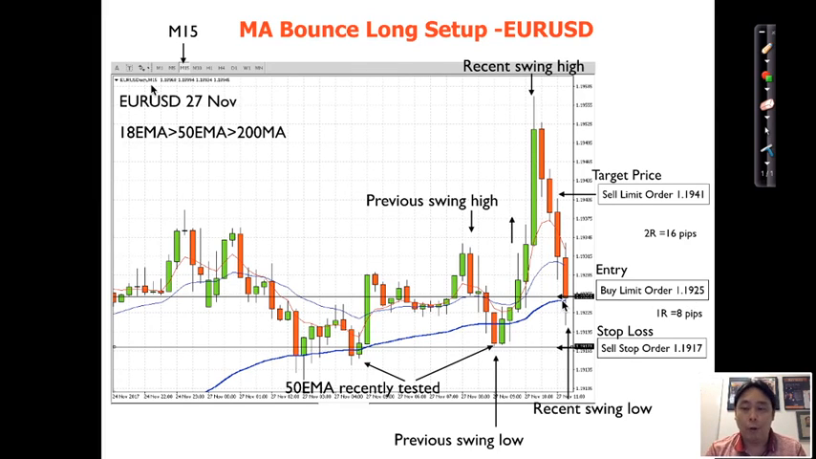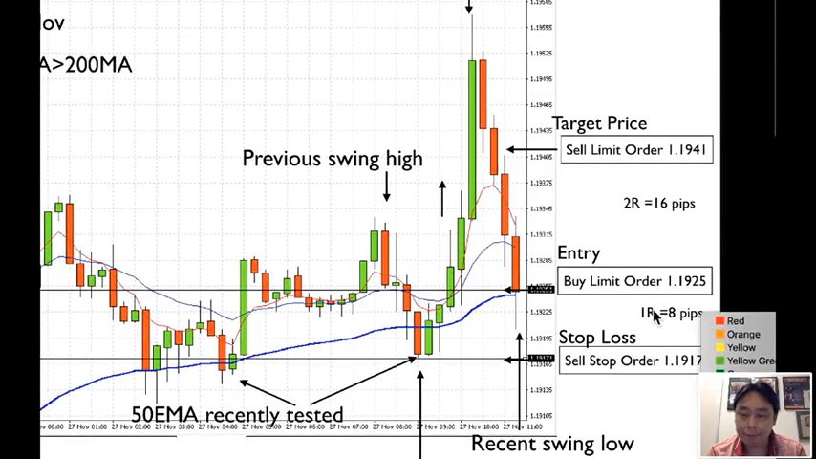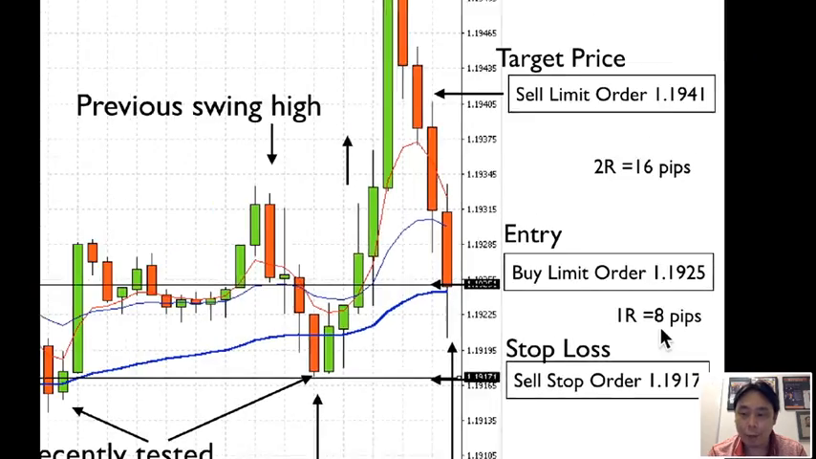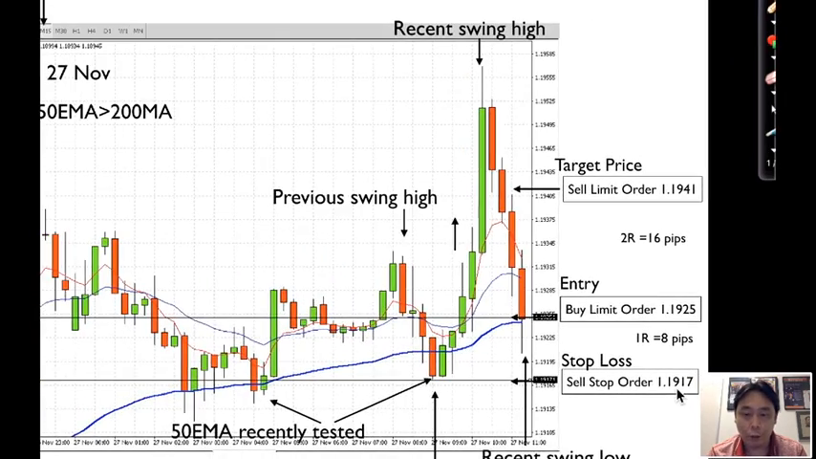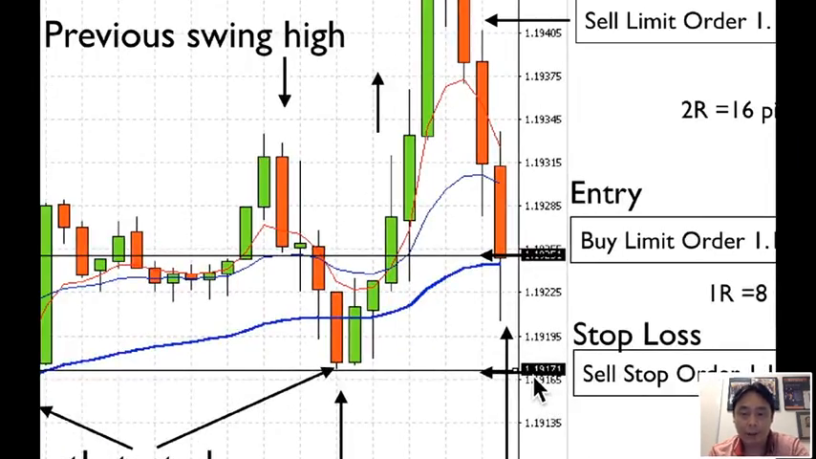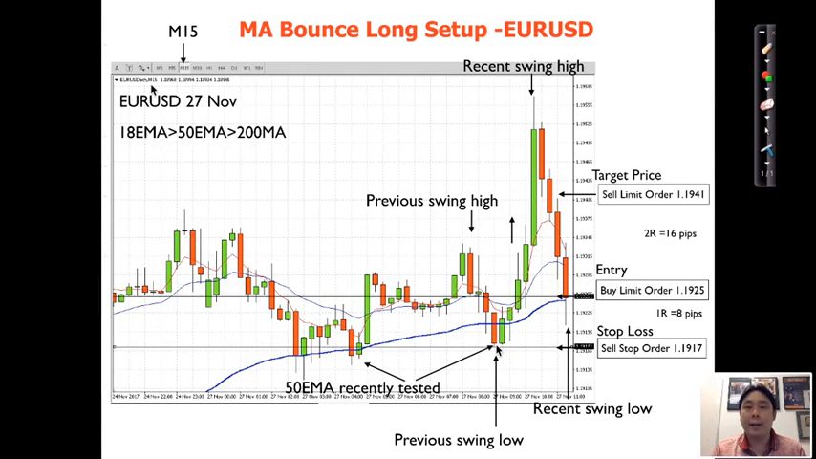Where do I place my stop loss? Again, my stop loss must be at least 8 pips away for non-pound pairs. This is Euro USD, so I could put it 8 pips away. 1925 minus 8 would be 1917, so my stop loss would be at 1917 here. And it so happens that it is below the previous swing low. Like I said, if my stop loss can be below the previous swing low, that is ideal. In this case, it is ideal.